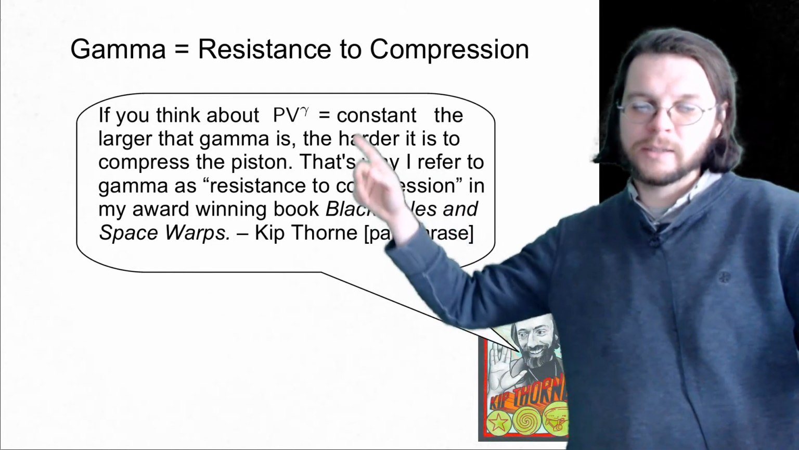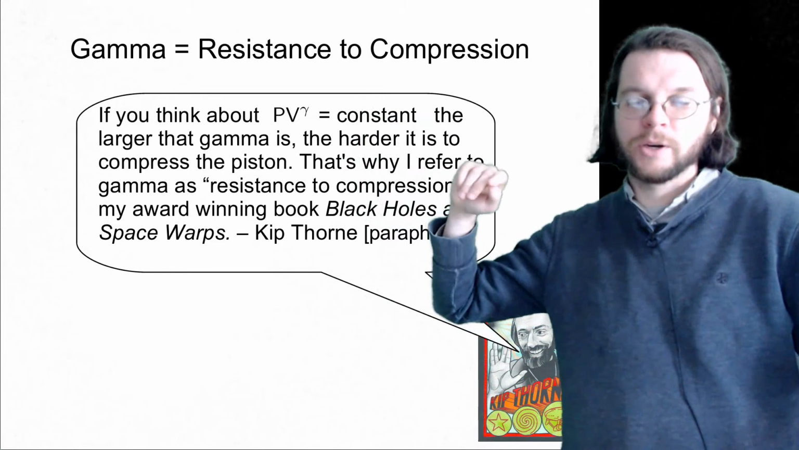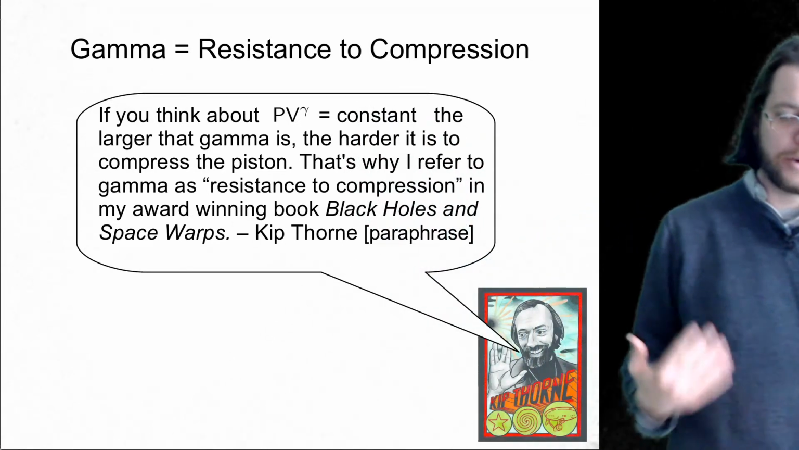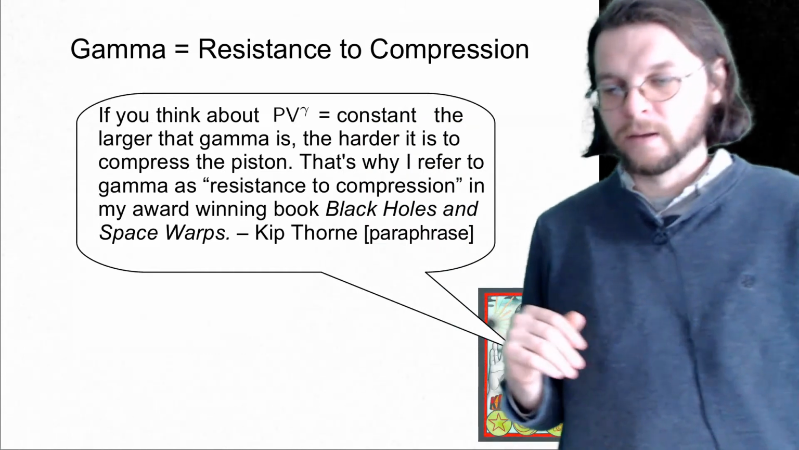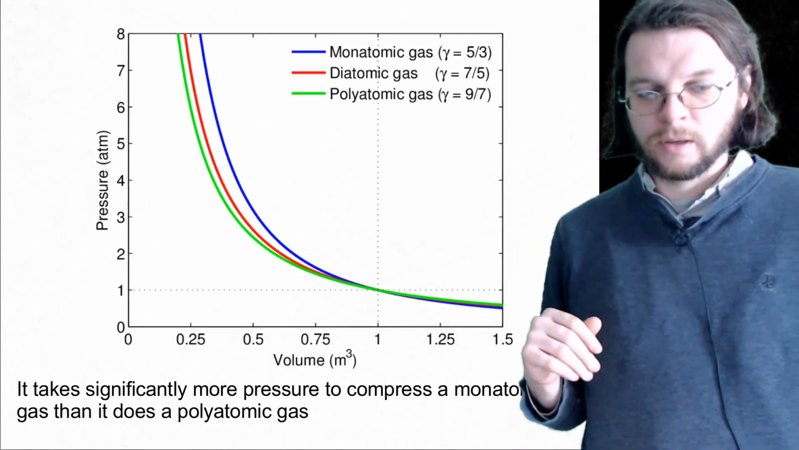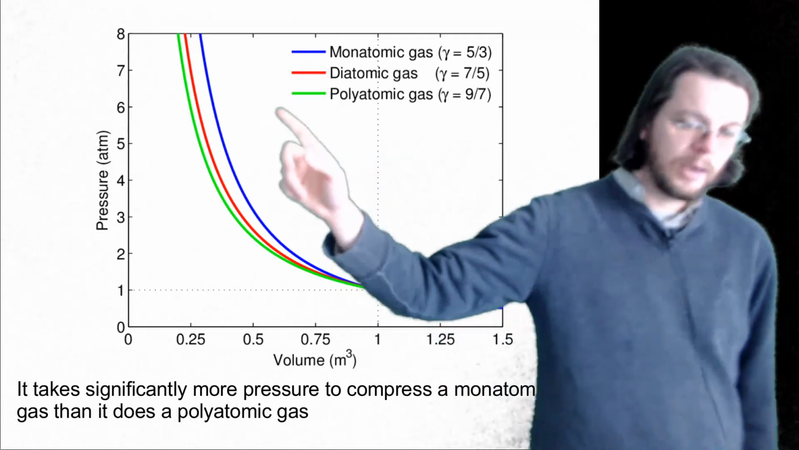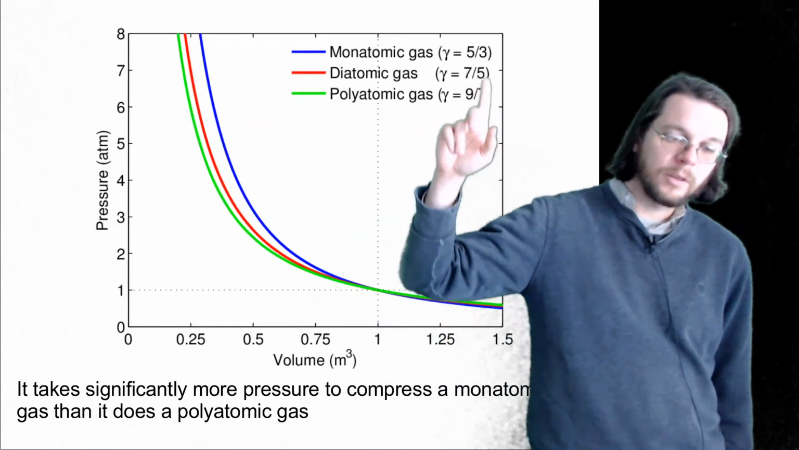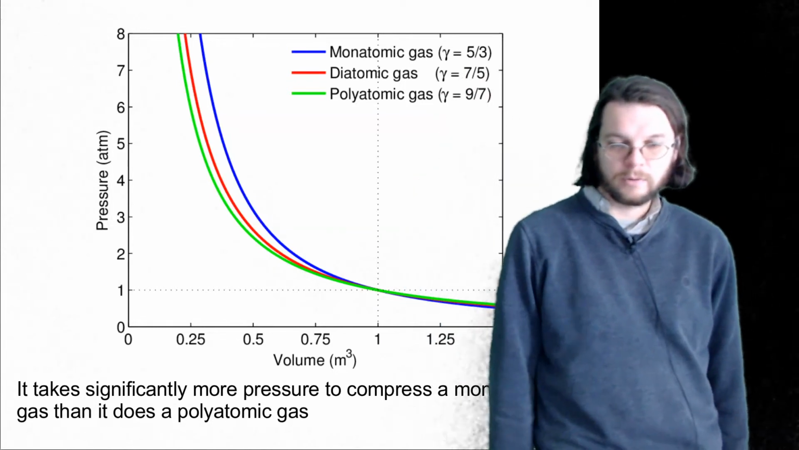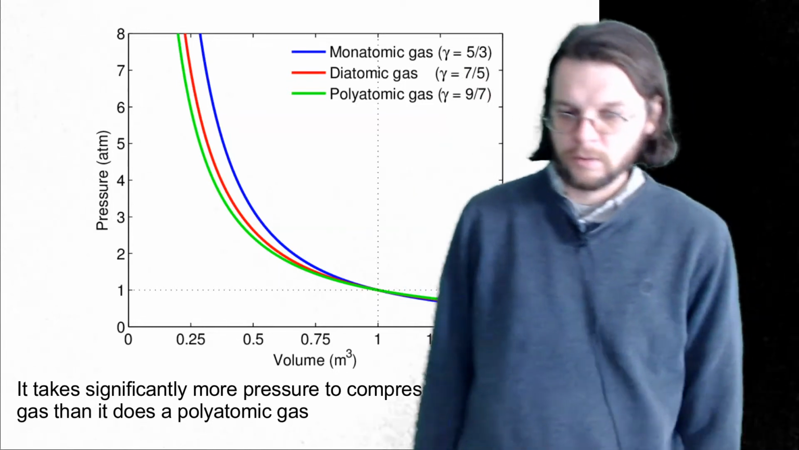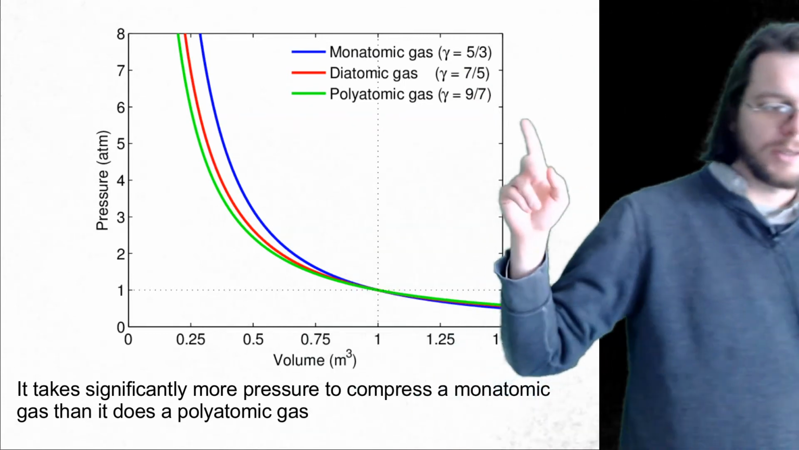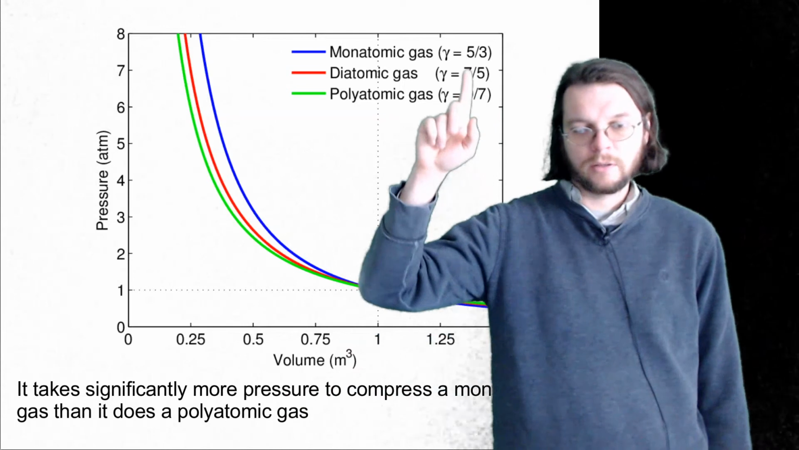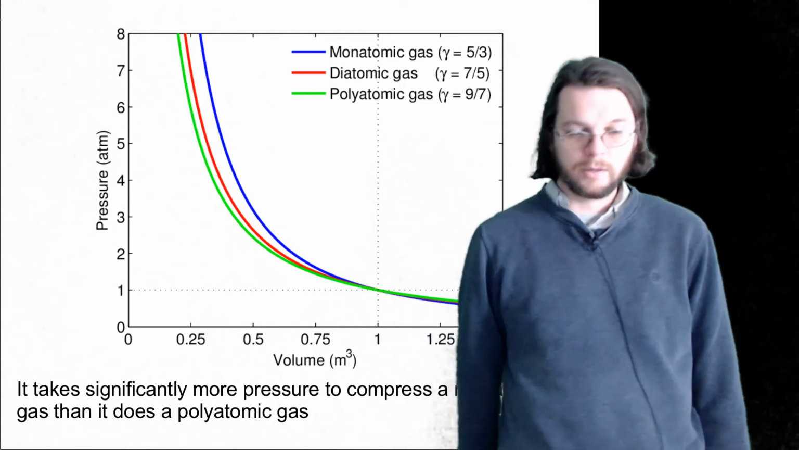And the reason he likes calling it resistance to compression is because it literally is harder to compress gases that have higher gamma constants. So, for example, if you take gamma 5/3 compared to 7/5 compared to 9/7, well, the largest one is 5/3 because 5/3 is 1.67 or something like that. Whereas diatomic gases, this is closer to 1.4, and then this is less than that. So the largest gamma constant is the monatomic gas.